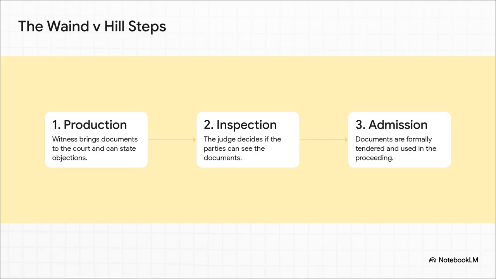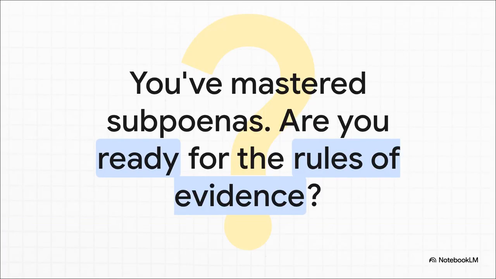So let's wrap this up. Mastering Rule 414 is all about one thing: getting the evidence to the courthouse door. It's a crucial, foundational skill. But once you get that door open, a whole new complex set of rules kicks in. Getting a document to the judge is one thing. Getting it actually admitted into evidence, well, that's a whole other battle and a topic for another day.